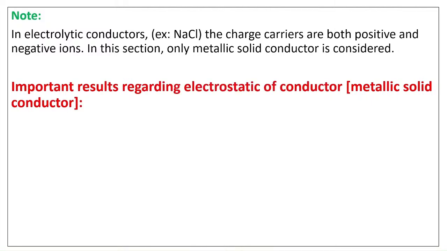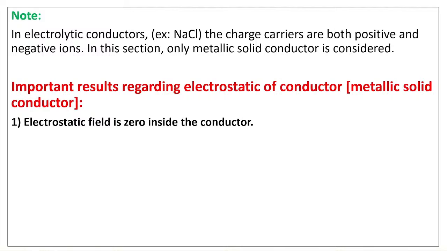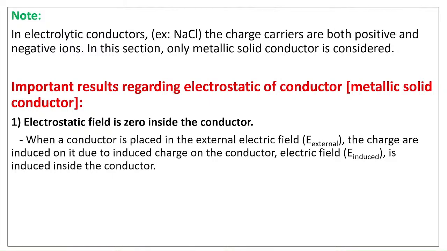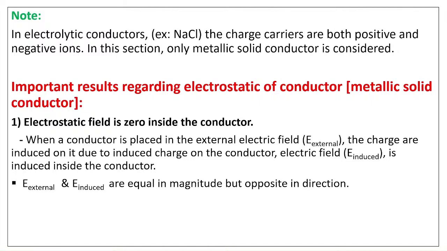Next, important results regarding electrostatics of conductor, metallic solid conductor. 1. Electrostatic field is 0 inside the conductor. When a conductor is placed in the external electric field, E external, the charges are induced on it. Due to induced charge on the conductor, electric field, E induced, is induced inside the conductor. E external and E induced are equal in magnitude but opposite in direction. The net electric field E is equal to E external plus E induced is equal to 0.